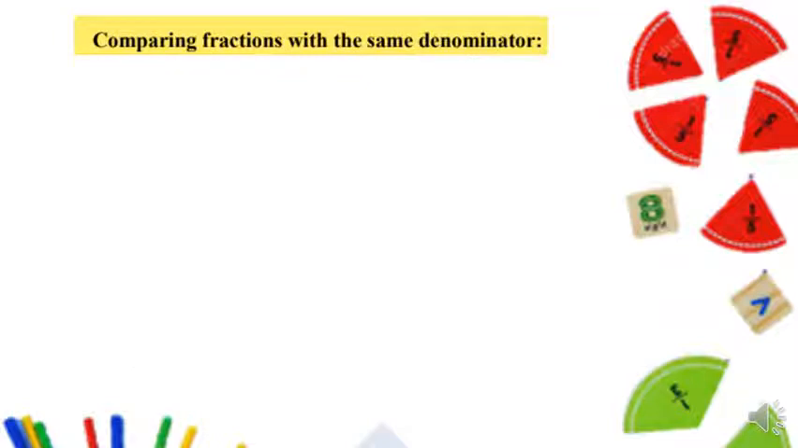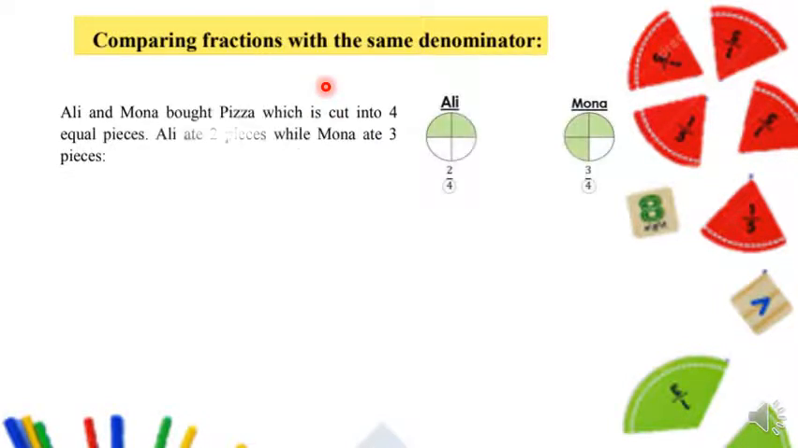Let's start with the first case, comparing fractions with the same denominator. Ali and Muna bought pizza, which is cut into 4 equal pieces, as you can see here. Ali ate 2 pieces, while Muna ate 3 pieces. So, what do you think? Who ate more? Ali or Muna? Of course, Muna ate more.